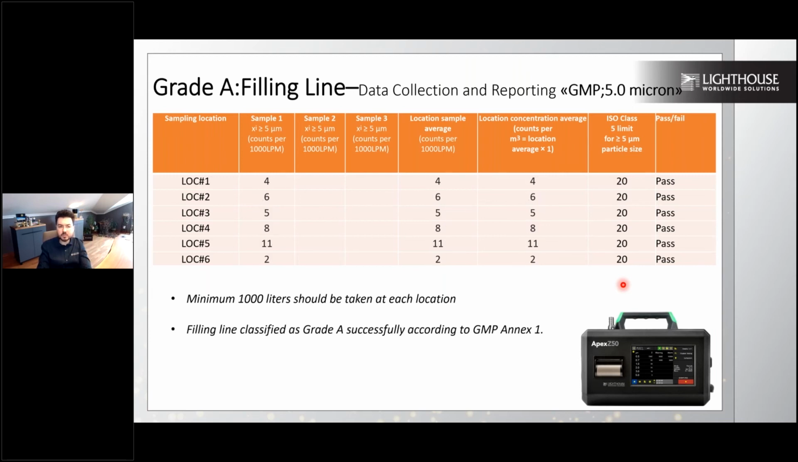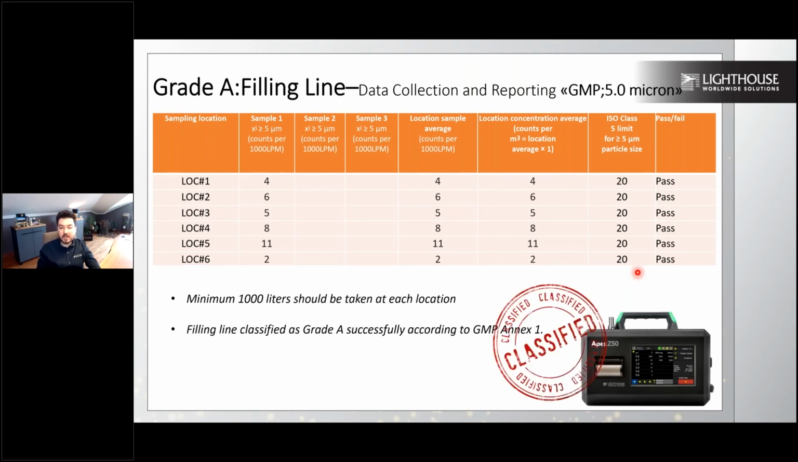What about the 5 micron? For 5 micron, I take another 1000 liters. You can do it at the same time, by the way, 0.5 and 5 micron at the same time, but the report is separate. So I take the average. Since the average is equal to the original one, because I'm taking 1000 liters, it's also equal to the cubic meter of data. So I passed this. So I am able to classify this clean room according to GMP, considering 0.5 and 5 micron.